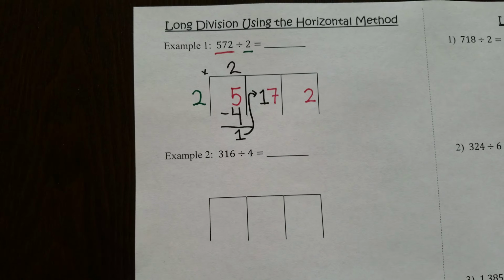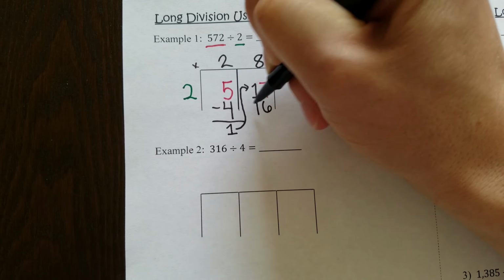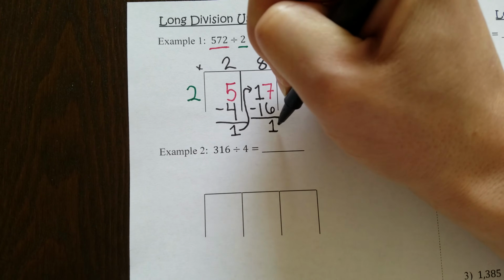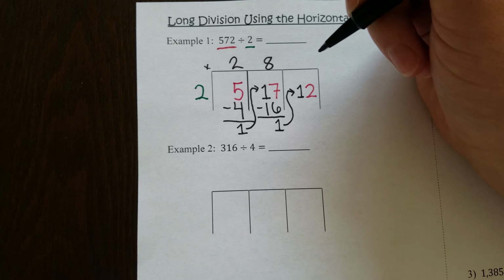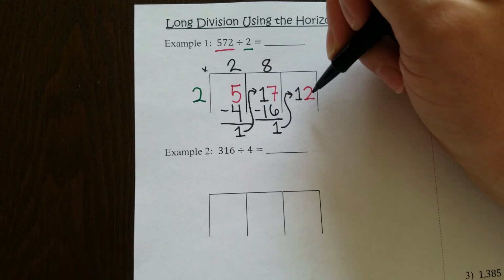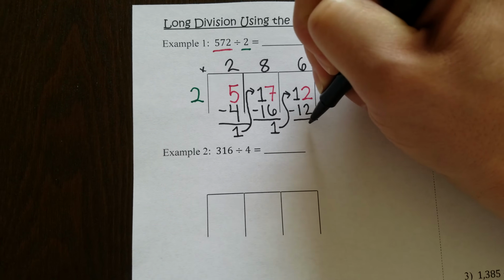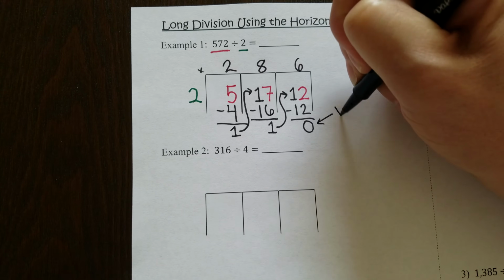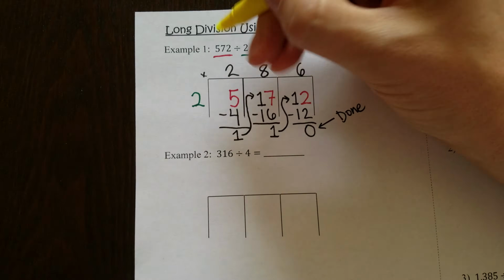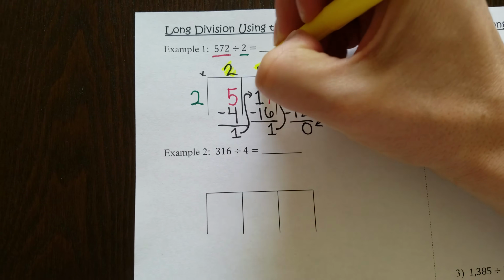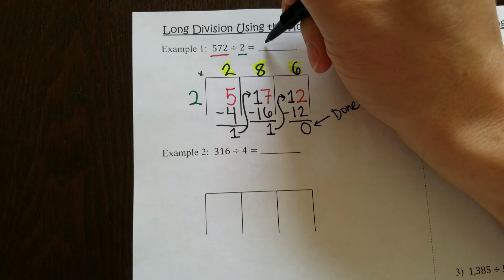2 times 8 is 16. So the 8 goes here. And then we put the 16, we subtract, and once again we get a 1, and that remainder essentially comes up here. So now 2 times what is 12? Well, if we look at our chart, 2 times 6 is 12. We subtract, and if there's nothing left over, we are done, and it means our answer is a whole number. Therefore, if you use your highlighter, this is the answer, 286.